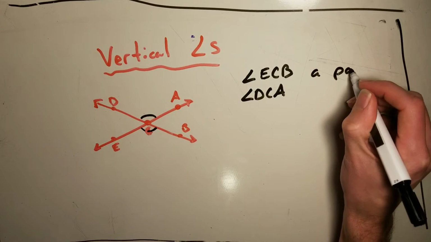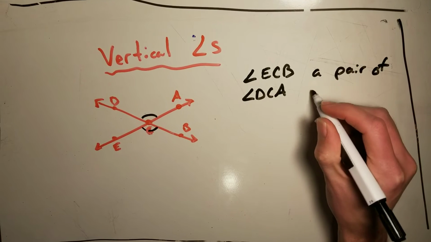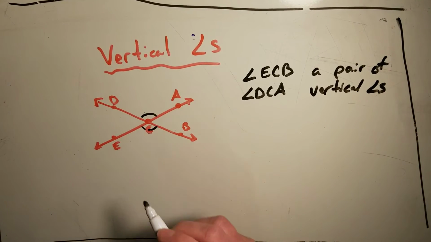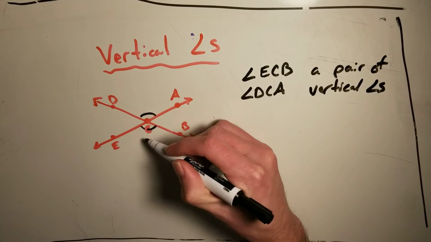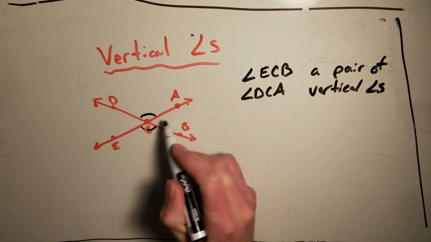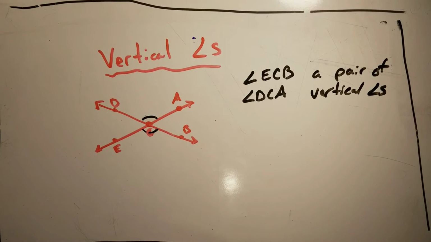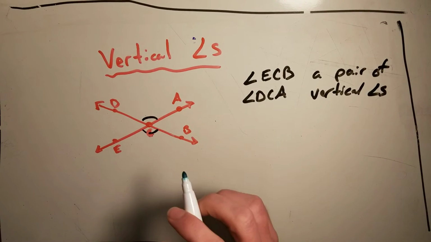This is a pair of vertical angles. And there you go. Share a vertex and they're opposite of one another. Formed by two intersecting lines. Needs to be two intersecting lines.